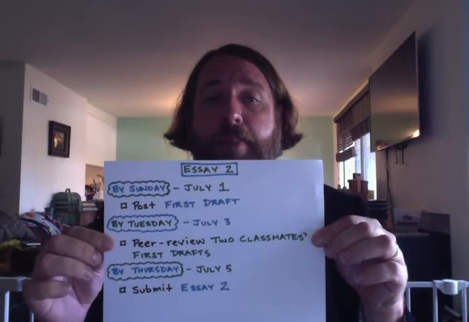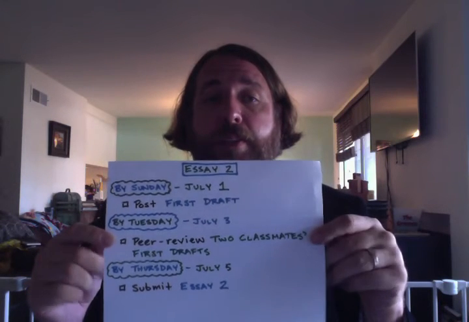As stated in your syllabus, you are allowed to turn in Essay 2 up to 12 hours late. That is up until 11:55 a.m. on Friday, July 6th, for partial credit. Remember, however, that there is a late penalty, an automatic deduction of 1 full letter grade for any essays turned in after 11:55 p.m. on Tuesday.